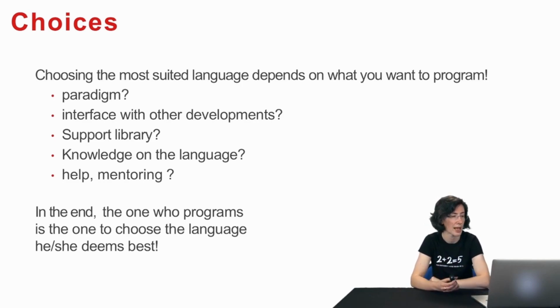What support library can we access? For example, if I want to create a graphic interface, I'd want to use existing libraries. So what library do I want to use? What do I know about the language? It will be much faster using a language I already know. Can I get help or mentoring? If my neighbor knows a language really well, maybe I will use the same because I know I will be able to ask him any question I need answering. So choosing a language is always difficult, but any language can be chosen. And with that language, we can always create what we want.